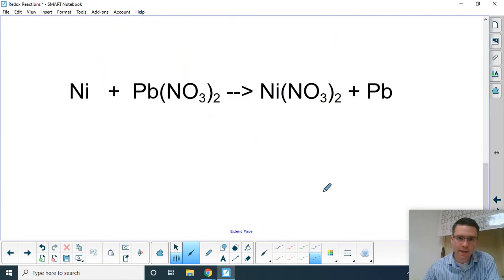Let's do it on our second one here. Now we're going to do the same thing, assign oxidation numbers. Nickel's by itself, it's neutral, so it has an oxidation number of 0. We also have that on the right side. I can quickly go to lead. Lead is neutral and it's by itself, elemental state 0.